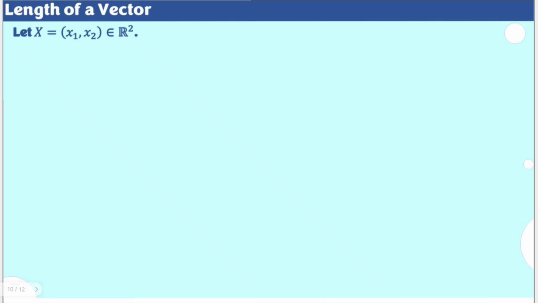For this video, let us try to discuss and illustrate the length of a certain vector. We have here a vector x with its components, and this is still on R2. Now, the length of a vector is also synonymous to the norm of a vector, because both of them talk about the size or the length of the vector.